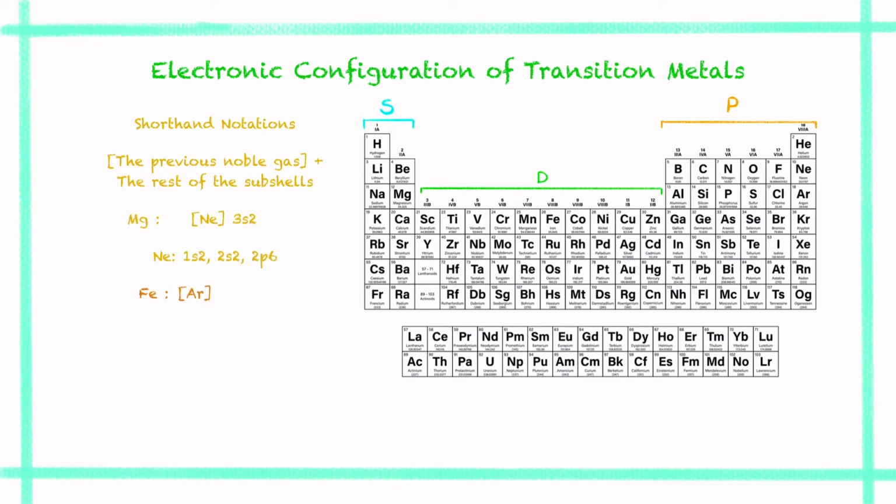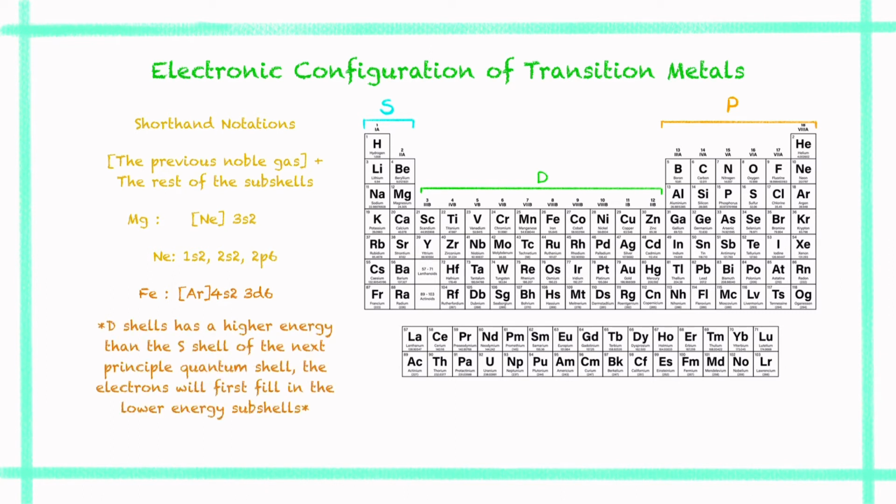Then at the 4th quantum shell there are 2 S shell electrons, so we write 4s2. Then we find iron locating at the 6th position at the D section. If we use the previous logic, it will be 4d6, but in fact it's 3d6. It is a little counterintuitive, but this is due to the fact that the 3d shell has a higher energy than the 4s shell. So the electrons will first fill in the 4s shell before it fills in the 3d shell. Keep that in mind while writing the configuration of elements that has a d shell.